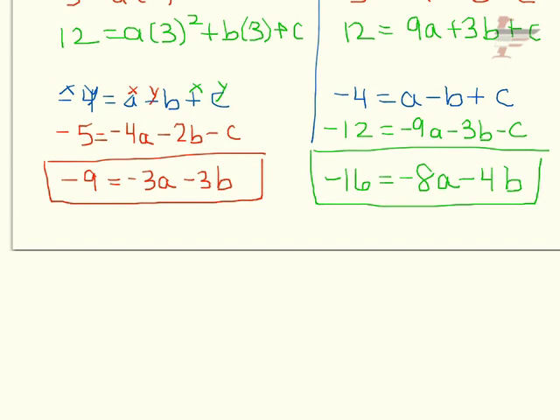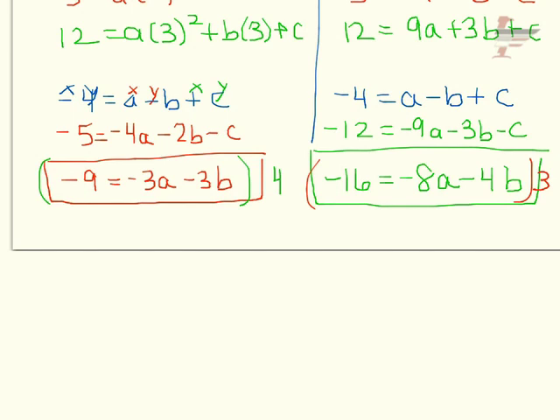And before I do that, take a look. Would it be easier to eliminate a? Well, I'd have to probably make them both multiples of 24. Or b, which I could go with 12. So I think I might go with b. Looks a little bit nicer. So I'm going to multiply my red equation all by 4 so that I get a negative 12, and then my green equation all by 3.